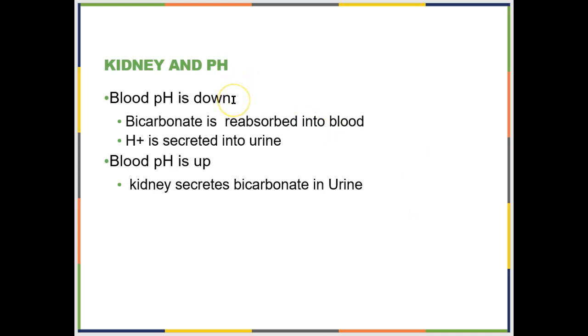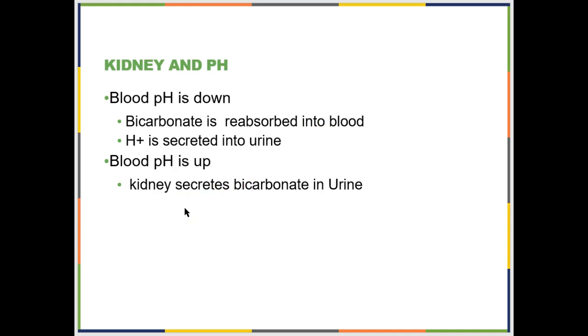So you just want to review how your kidney is going to respond to changes in pH. If your blood pH is too low, this means you have too many hydrogen ions in your bloodstream. So what your kidneys are going to do is make sure that the hydrogen ions end up in the urine and bicarbonate stays in the blood. So you're going to have low bicarbonate in the urine, high hydrogen ions in the urine. And then those hydrogen ions are going to be neutralized by the phosphate so that your urine doesn't get too acidic.